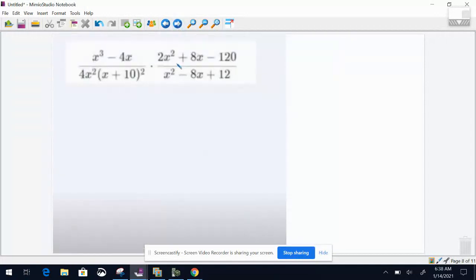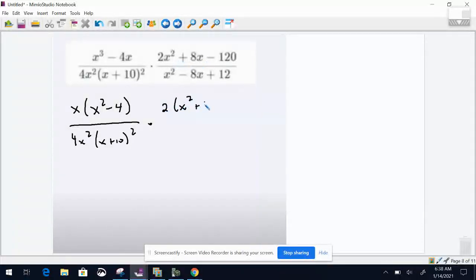Okay. Again, factoring. So lots of different factors here. So we're going to take out, starting with the top, an x. It's going to leave me with x squared minus 4 all over a 4x squared times x plus 10 squared. Here I'm going to take out a 2. It's going to leave me with x squared plus 4x minus 60 all over x squared minus 8x plus 12.